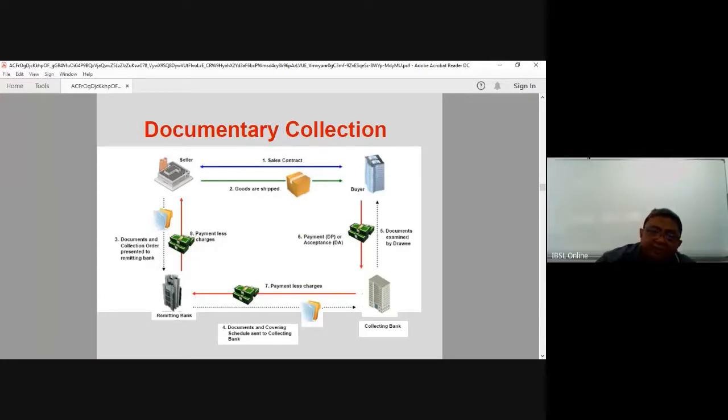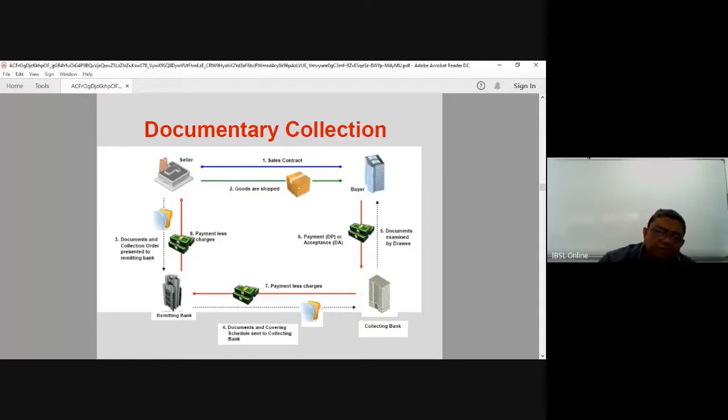Now, in documentary collection, like open account, the exporter ships the goods without getting the money. Ship goods, okay, gone, left the port, gone to China. But the second part in open account was the commercial invoice and the bill of lading is sent direct to the importer, which will help him to go and get the goods cleared and stay without paying. No, in this case, that will not happen.